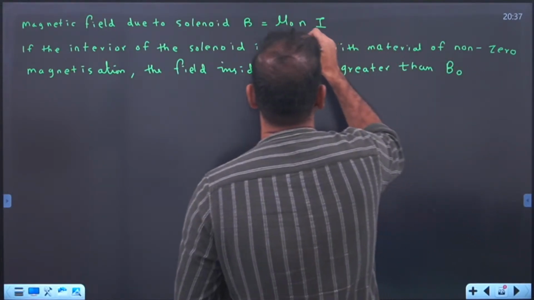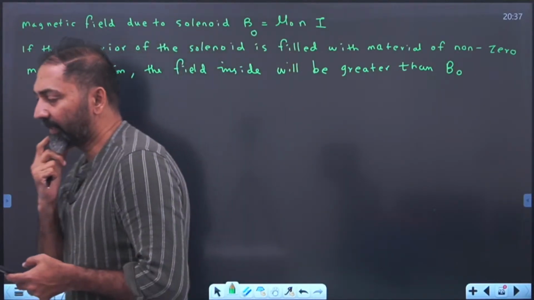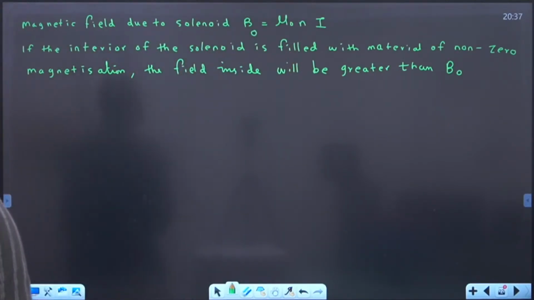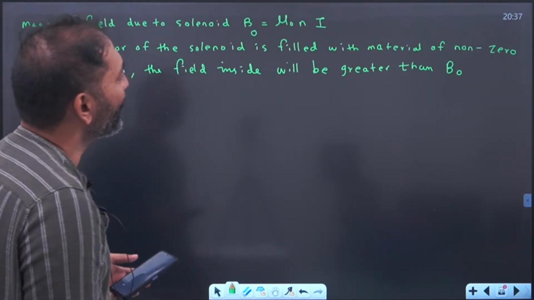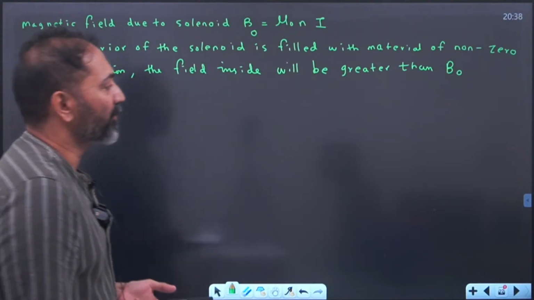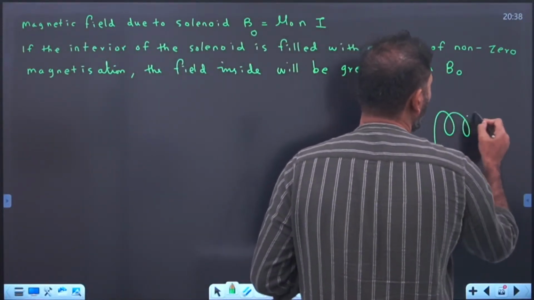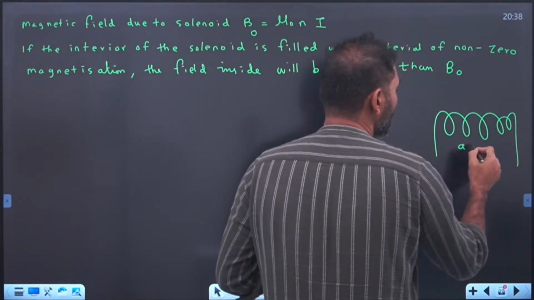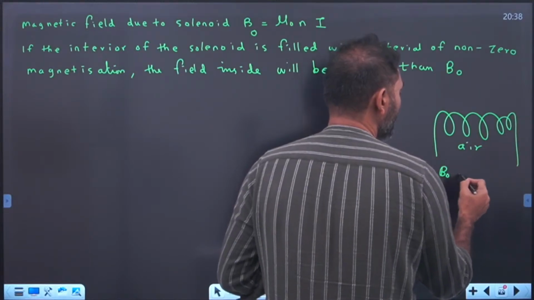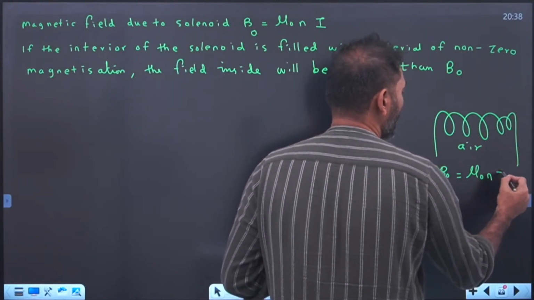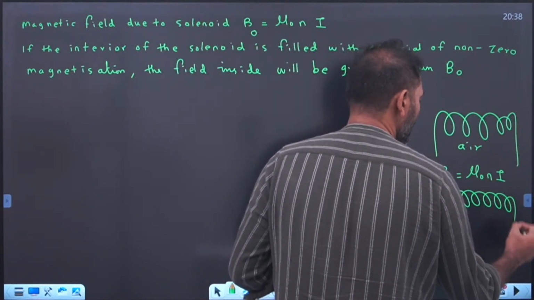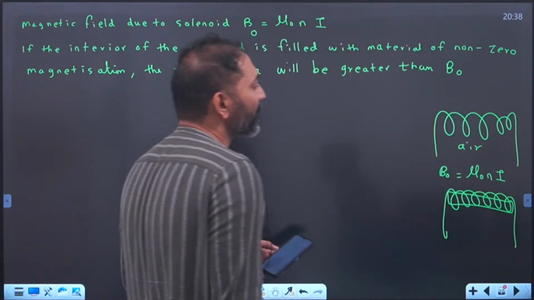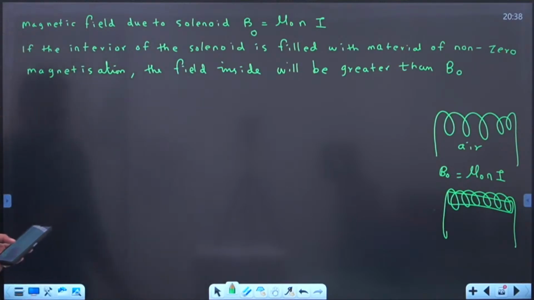B0 is the original magnetic field of the solenoid when the interior of the solenoid is filled with air. If it is not filled with air, suppose we are placing an iron rod inside the solenoid. If it is air, the magnetic field is B0 equal to mu 0 N i. Then if you fill an iron rod inside the solenoid, this magnetic field will be different from B0.